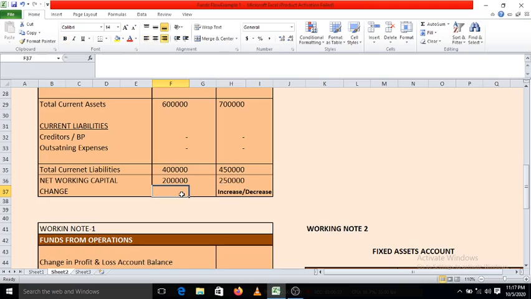Now we have to find out the change. Net working capital, first year 2 lakhs, second year 2 lakh 50,000. It means there is a change of rupees 50,000. But is this 50,000 an increase or decrease? This is an increase, it is not a decrease. So working capital has increased by rupees 50,000. So, increase in working capital.